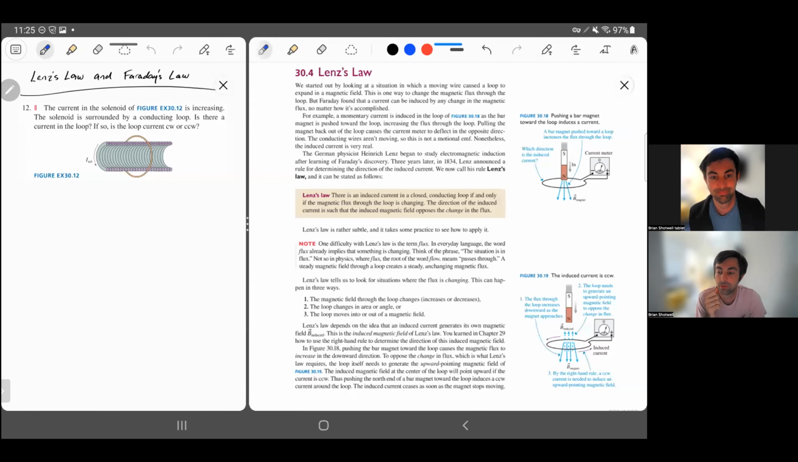To the video on Faraday's law and Lenz's law. This is actually the main part of this whole chapter. So let's look at this picture on the left right here.